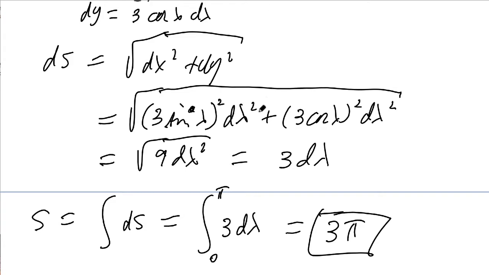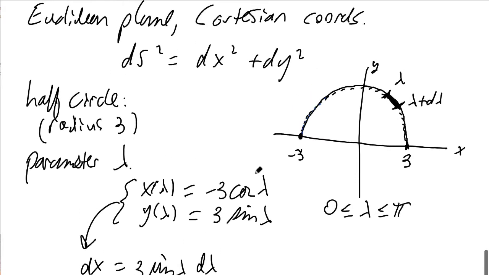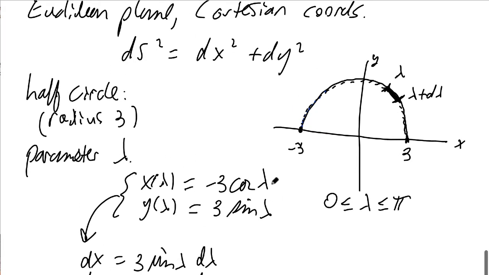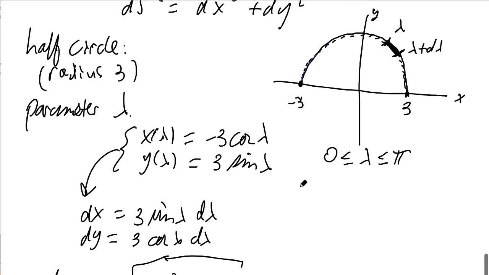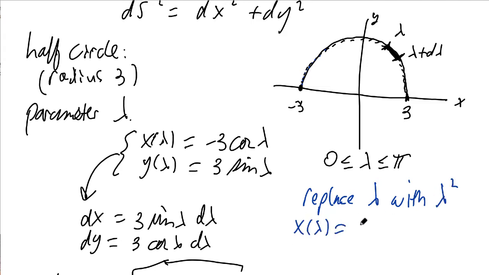One thing that's important to recognize is that there's nothing really special about this choice of parameter lambda that I used to parameterize the curve. We could choose another parameter. For example, let's replace lambda with, I don't know, say lambda squared. So we'll parameterize the curve in this way.